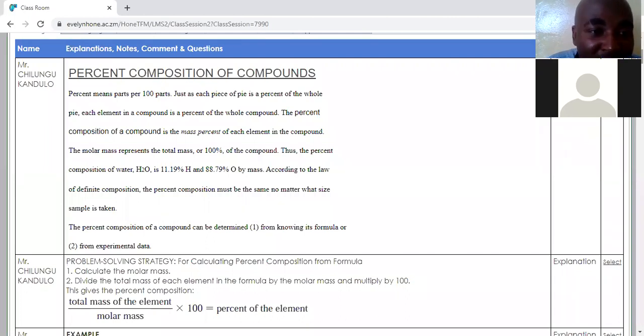The beauty with the percent composition of compounds is that we refer to the law of definite composition. I'm sure you remember that one.